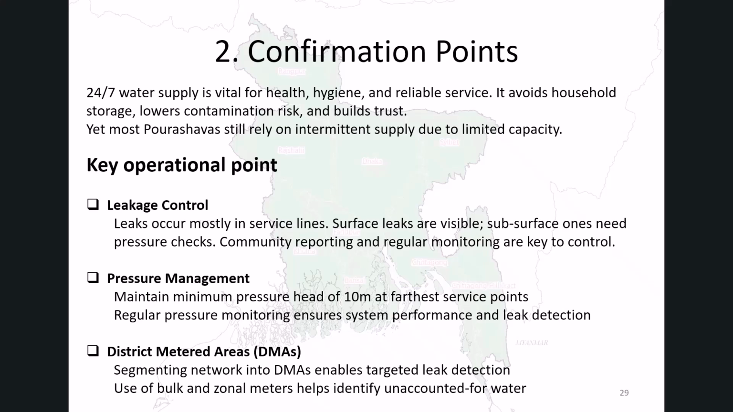A 24/7 water supply is essential for public health, hygiene, and reliable service delivery. It reduces the need for household storage, lowers the risk of contamination, and helps build trust with consumers. However, due to limited system capacity, many Poshwas still rely on intermittent supply. To address this challenge, 3 operational points are particularly important.